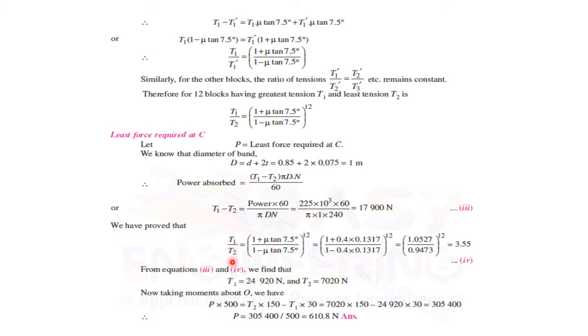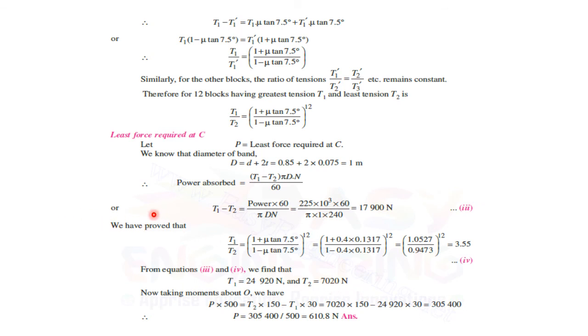We know that T1 divided upon T2 is equal to (1 plus mu tan 7.5 degree divided upon 1 minus mu tan 7.5 degree) whole to the power of 12. Mu is already known, 0.4. The value comes T1 divided upon T2 is equal to 3.55. T1 is equal to 3.55 times T2, put into equation third. Then we have got T1 is equal to 24,920 Newton. T2 is equal to 7,020 Newton.